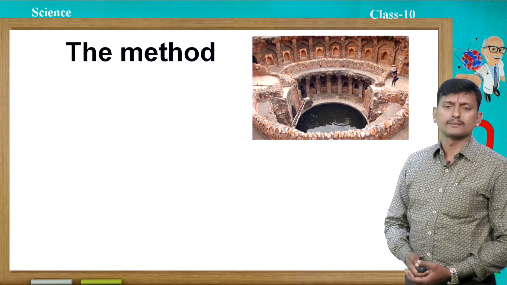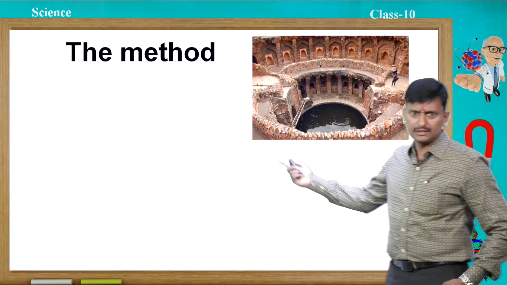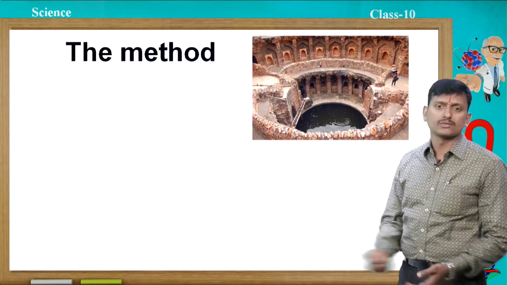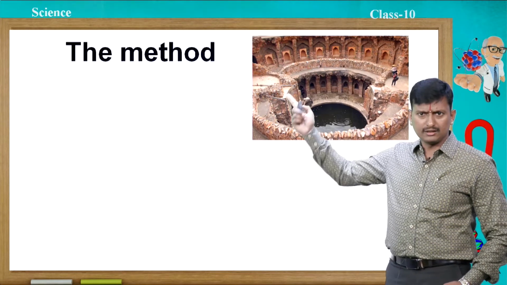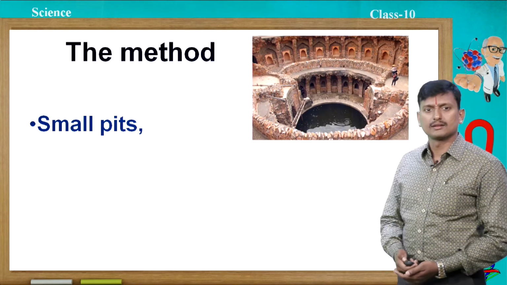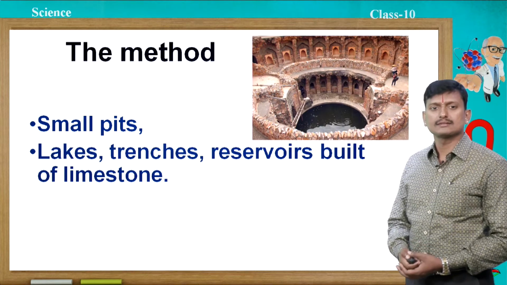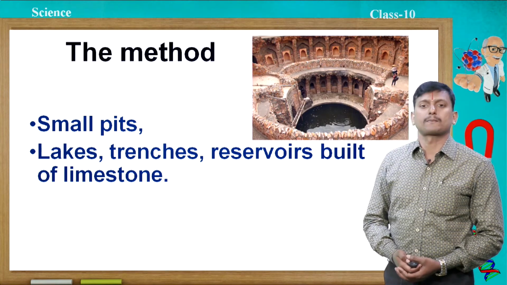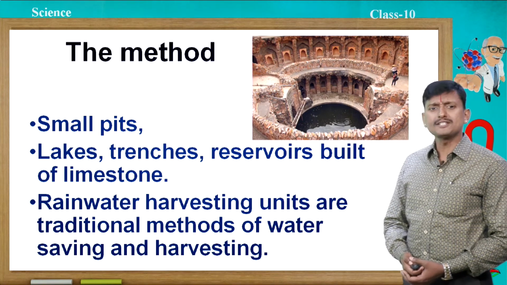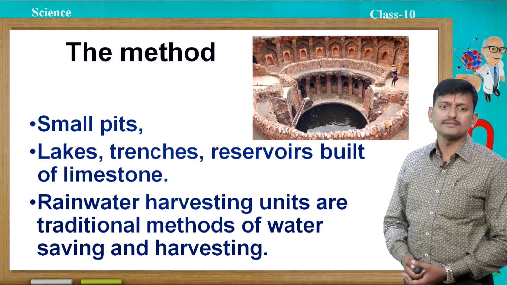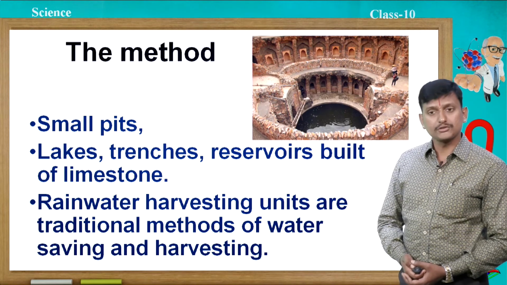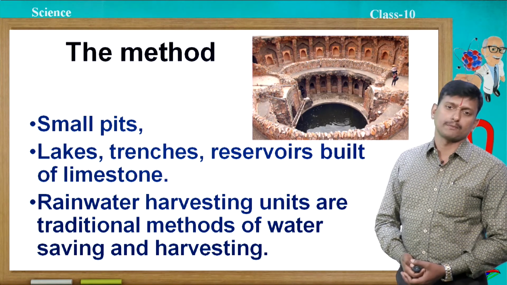What is the method used in water harvesting? See here, this is an ancient technique where the people harvest water. It is in Rajasthan. See, the water is collected in different directions: small pits, lakes, trenches, reservoirs built of limestone. Rainwater harvesting units are a traditional method of water saving and harvesting. If we think, we can also do water harvesting in our homes.